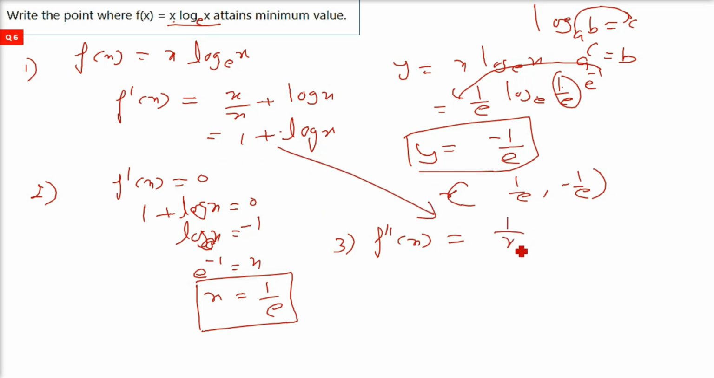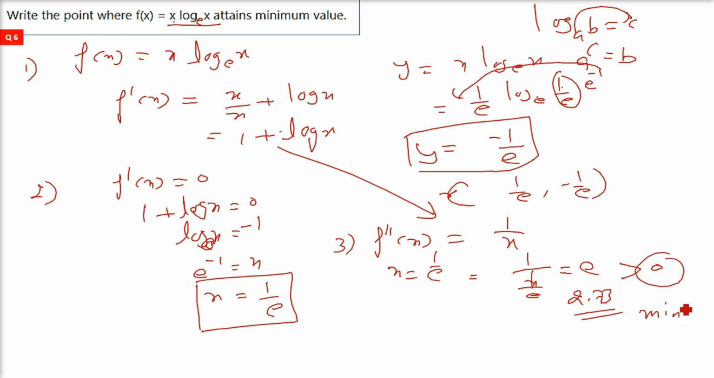1 plus log x differentiation is 1 by x. So x is equal to what? It's 1 by e, 1 by x. X is 1 by e. So it goes up, x is equal to e. E is a constant value, it's 2.7 something value. So it is greater than 0. Greater than 0 means you are going to get a minimum value. So this is the minimum value for you at 1 by e and negative 1 by e.